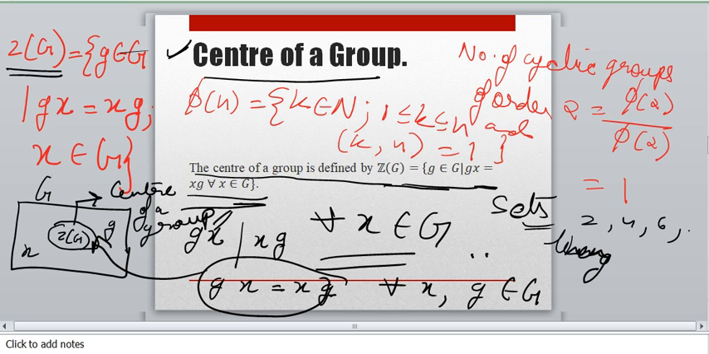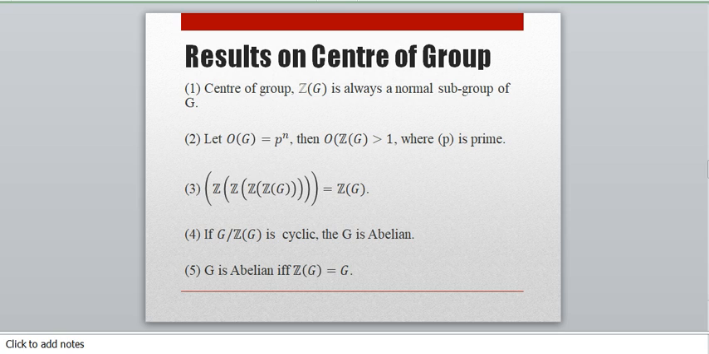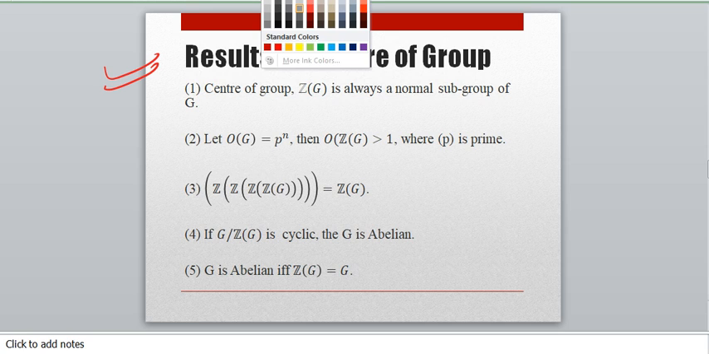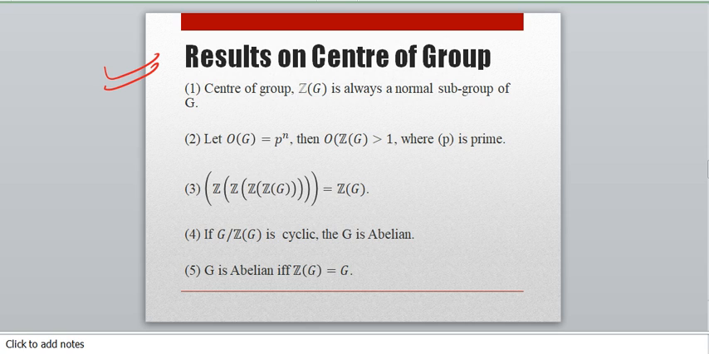So I hope the concept of center of group is now clear to you: g belongs to Z(G) when gx is equal to xg for all x belonging to G. Now we will go ahead to the next slide, and now we are going to understand some results on the center of the group. Some results on center of group.